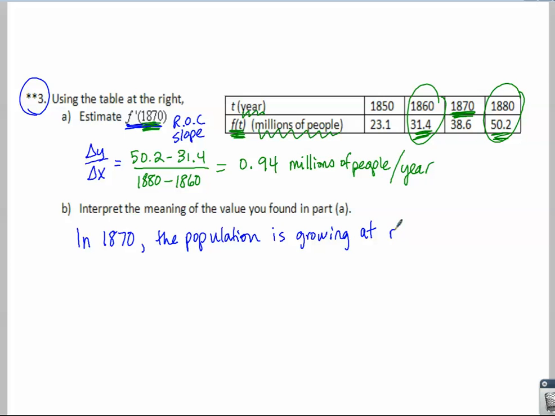It's growing at the rate. What did we find? A rate of change. So it's growing at the rate of, I'm going to say about because we did estimate, so it's growing at about 0.94, and then our units, millions of people each year or per year.